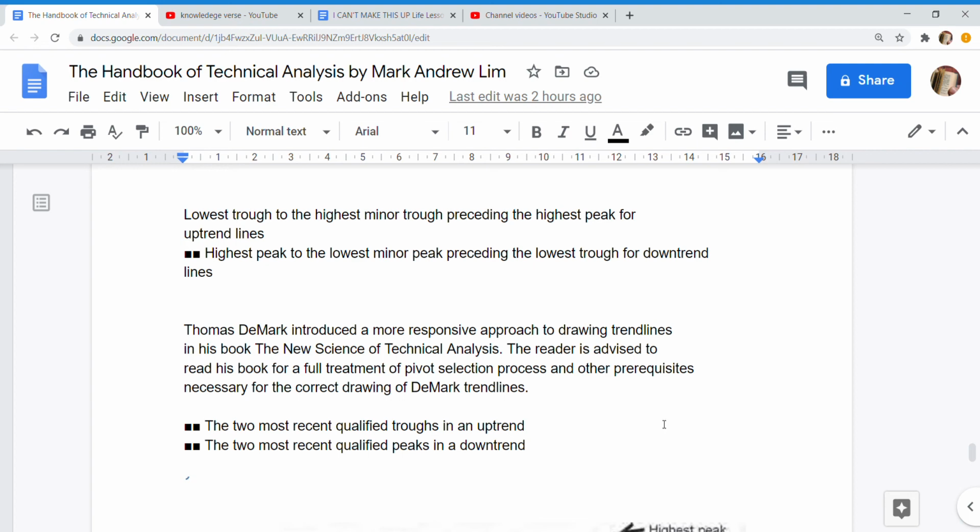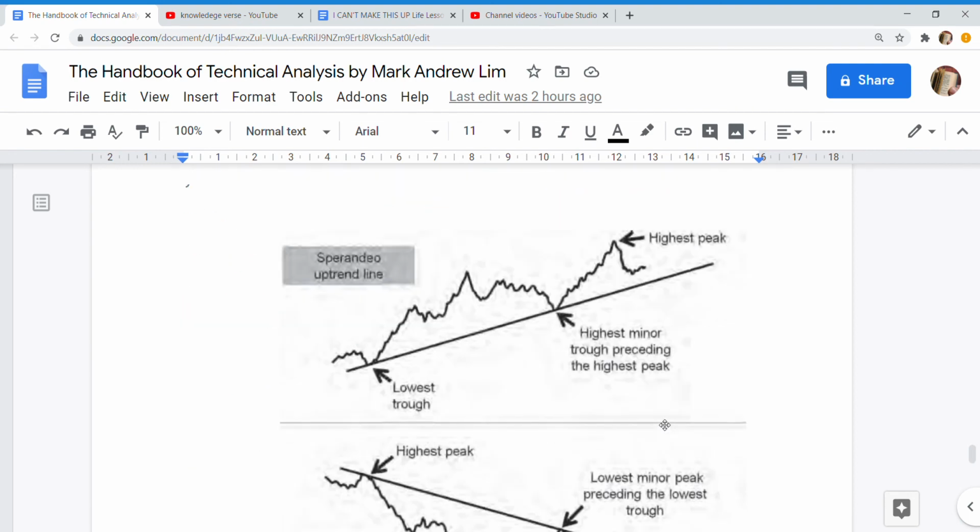Thomas DeMark introduced a more responsive approach to drawing trend lines in his book The New Science of Technical Analysis. The reader is advised to read his book for a full treatment of pivot selection process and other prerequisites necessary for the correct drawing of DeMark trend lines. The two most recent qualified troughs in an uptrend. The two most recent qualified peaks in a downtrend.